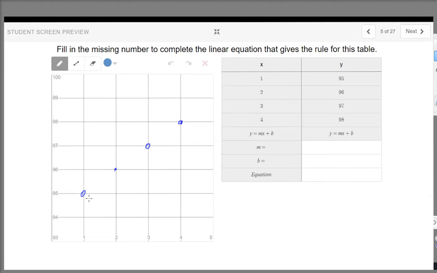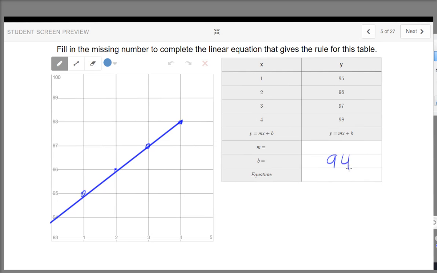Okay, so I have gone and plotted the points 195, 296, 397, and if I were to join those with a line, the y-intercept would cross not at 95 or 96, but at 94. So right there, my y-intercept, that's the B, that's when this line crosses the y-axis, it's at 94.